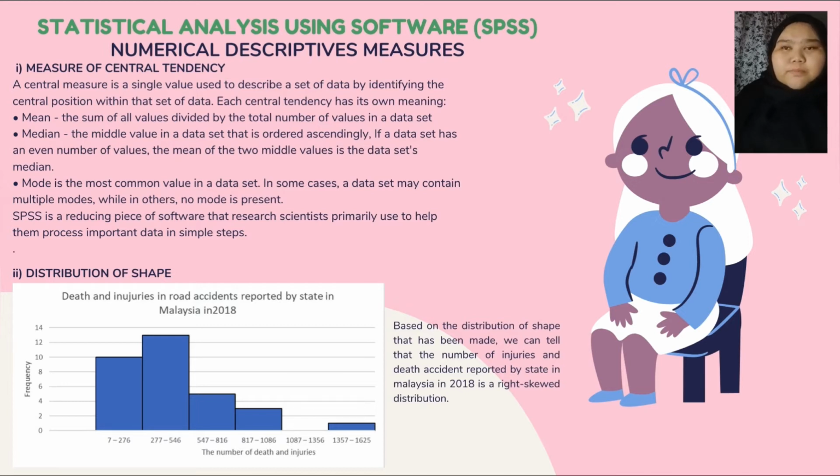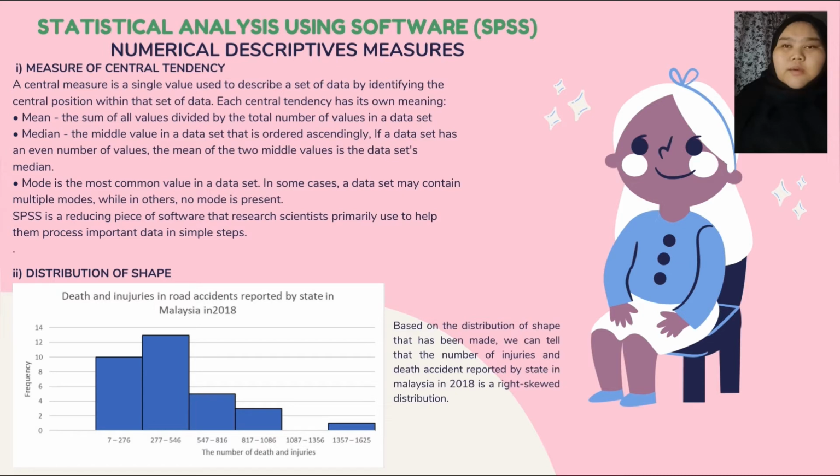For example, the mean is the sum of all values divided by the total number of values in a data set. Following that, the median is the middle value in a data set that is ordered accordingly. If a data set has an even number of values, the mean of the two middle values is the data set's median.